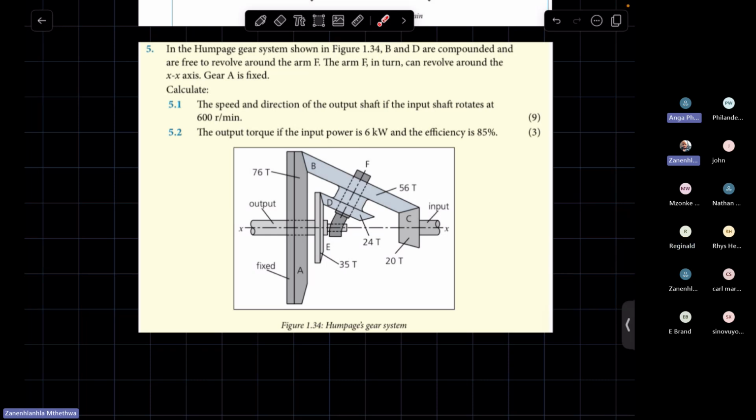Same direction, yes. So if this is going clockwise, that is definitely also going clockwise. So these two will go in the same direction. And then what about B and C? Same direction or opposite direction? Opposite directions. Exactly, opposite directions.